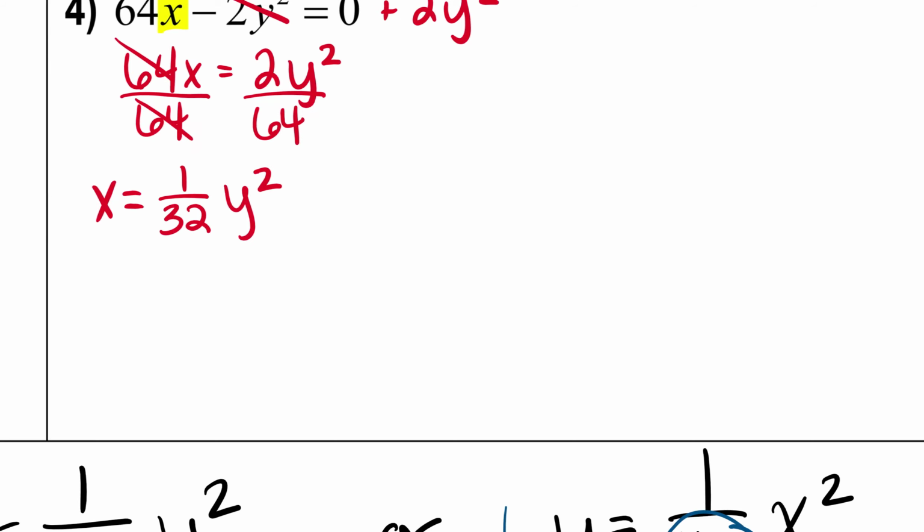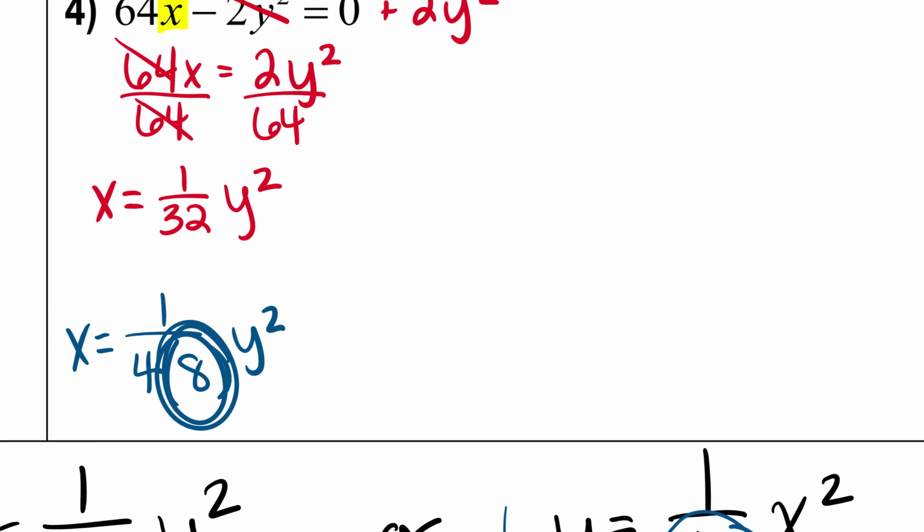Now again, my bottom number has to be, I'm going to have x equals 1 over 4 times something, right? Times p. Well, 4 times what is 32? That'd be 8. So now my p is 8. That's what I'm looking for.